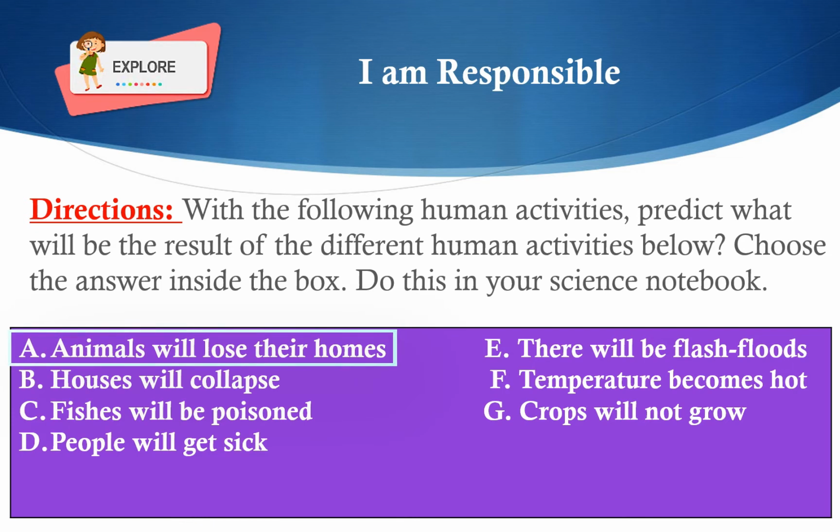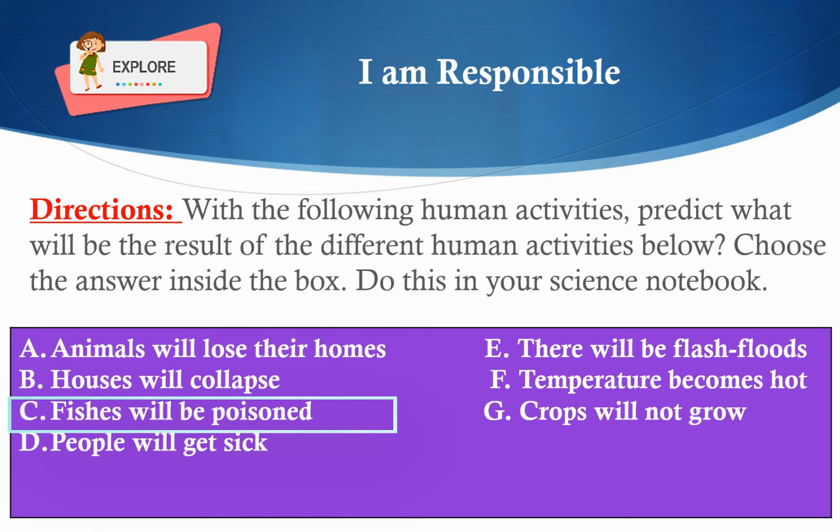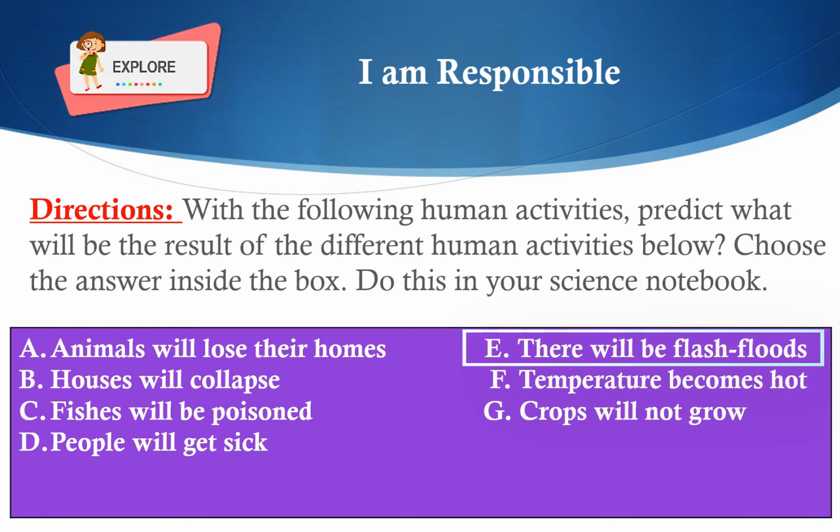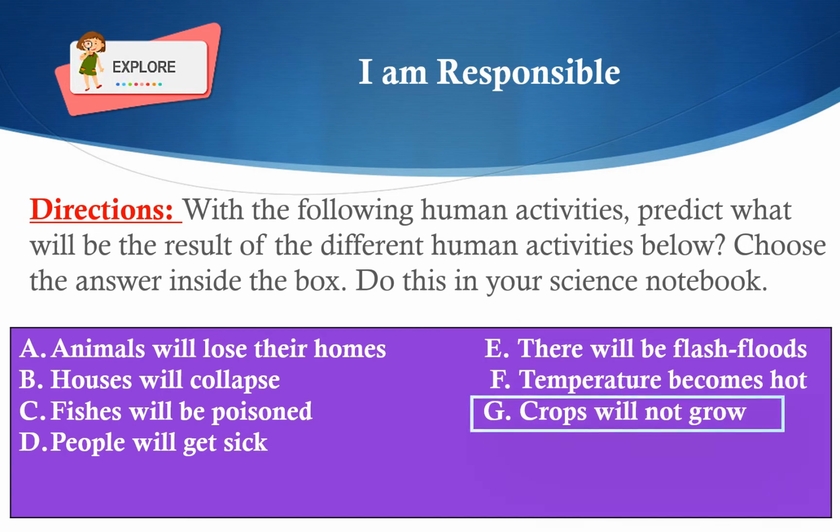A. Animals will lose their homes. B. Houses will collapse. C. Fishes will be poisoned. D. People will get sick. E. There will be flash floods if temperature becomes hot. G. Crops will not grow.